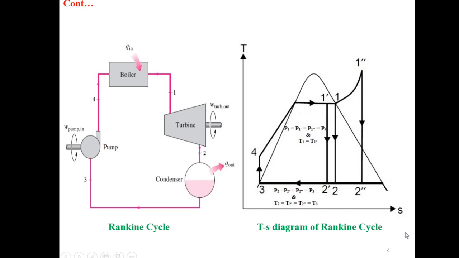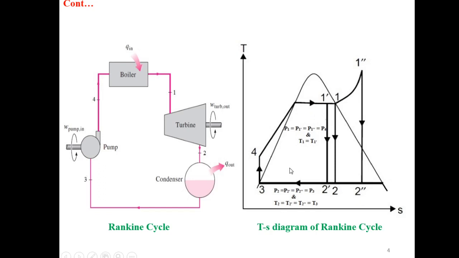To draw the TS diagram, first you need to draw the dome. This is the dome. The maximum point on the dome is known as critical point. Then you need to draw the two pressure lines. First pressure line is from 4 to 1 double dash. That is, any point on this line will have the same pressure.